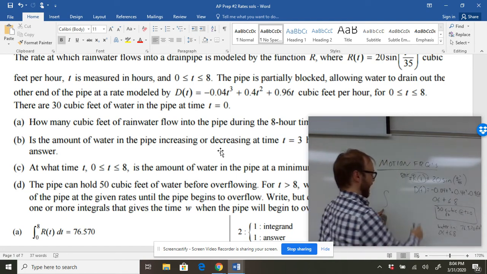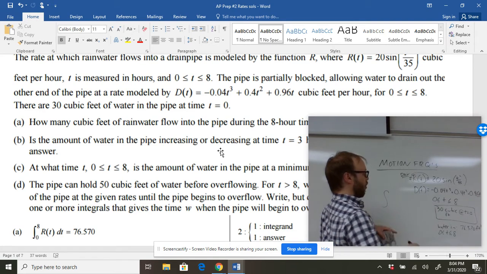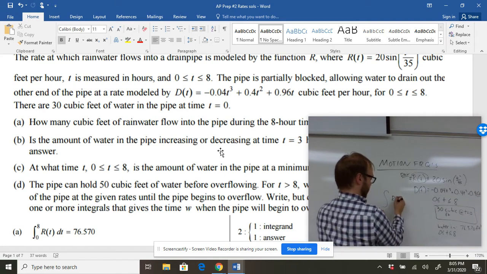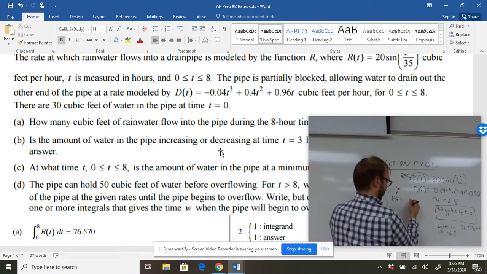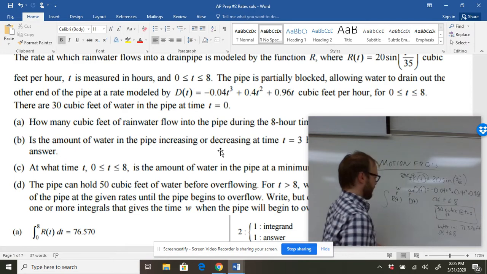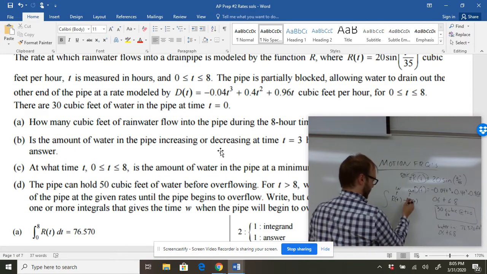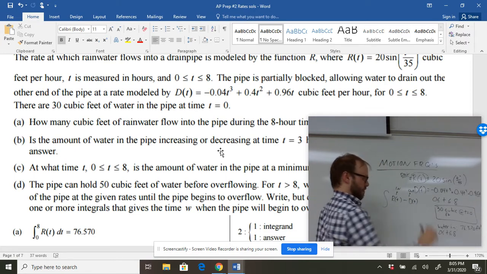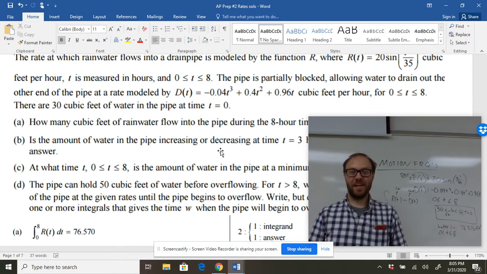I'm not going to write all this down, but the overall rate, the rate at which it comes in is R of t, and the rate at which it leaves is D of t. Okay, so the overall rate would be how much comes in minus how much goes out. Okay, now keep in mind that's per hour. Okay, we're looking at this.